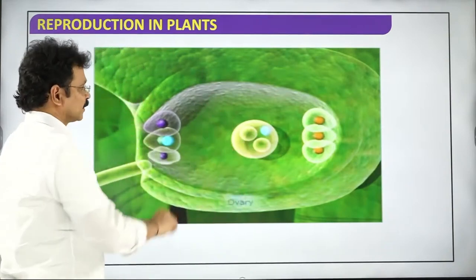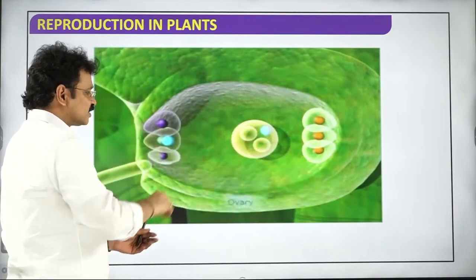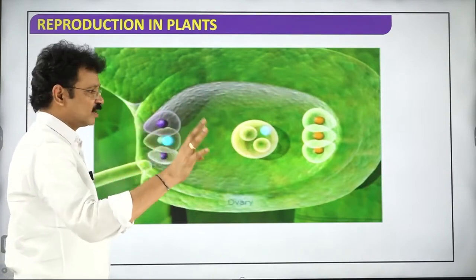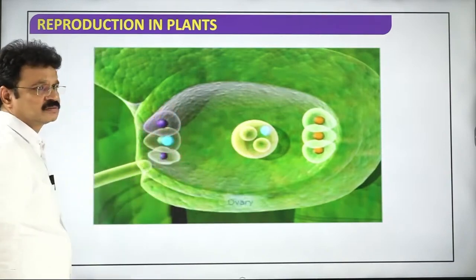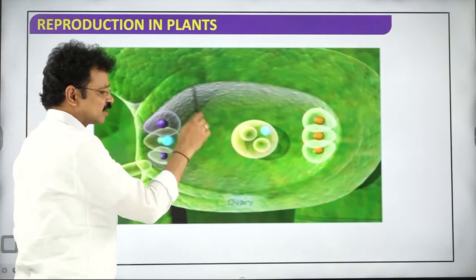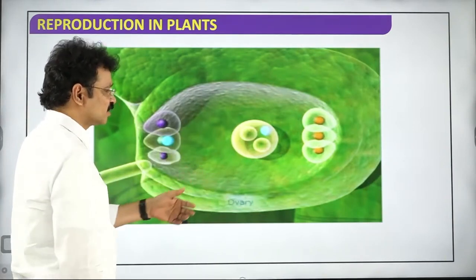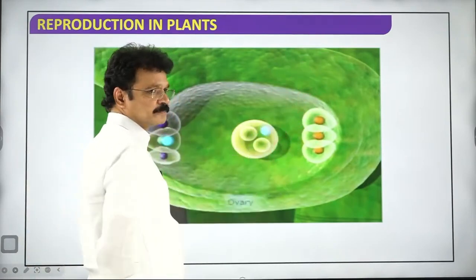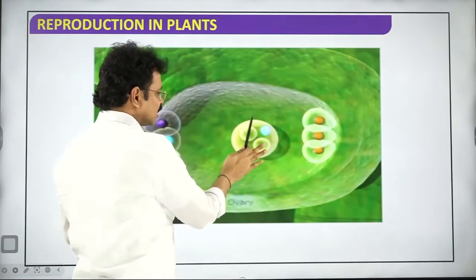Yes, 8 nuclei. Out of 7 cells, how many cells directly participate in double fertilization? Only 2. One is the egg, another one is the central cell. What about the remaining 5 cells? The 3 antipodals degenerate either before or after fertilization. There is no role for these antipodals in double fertilization.